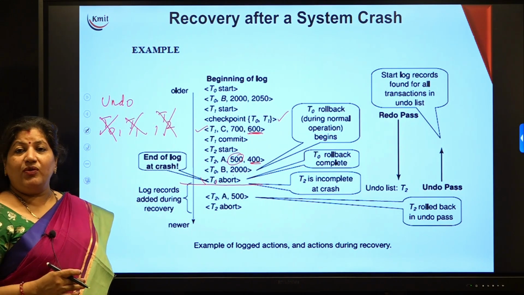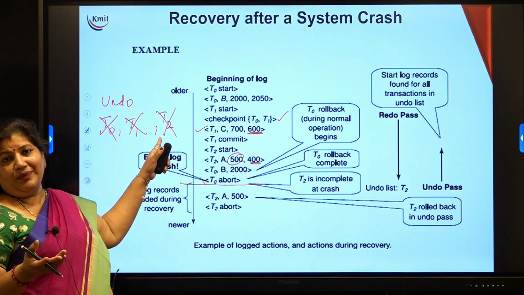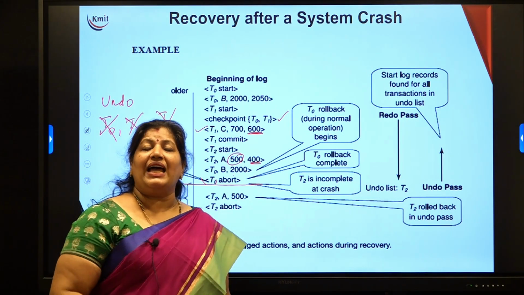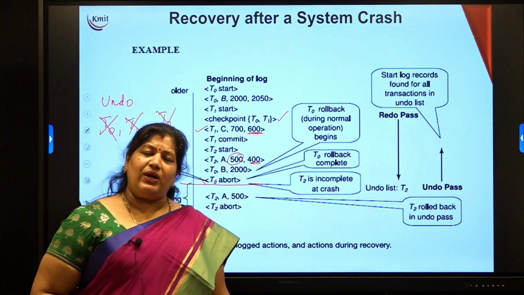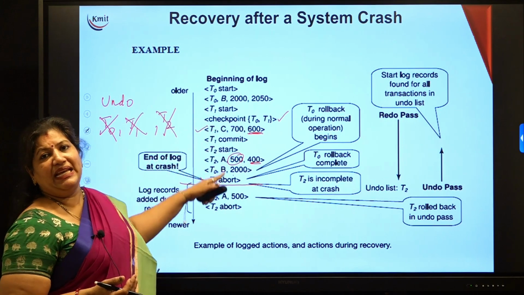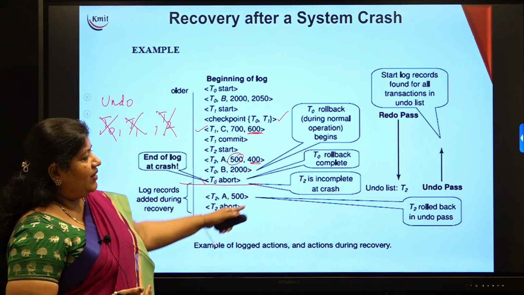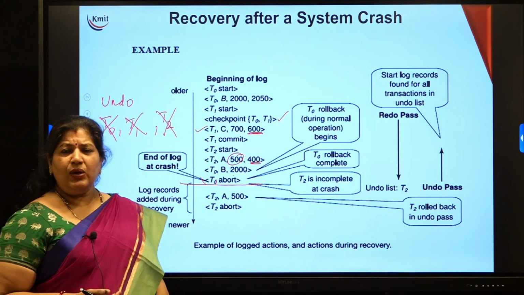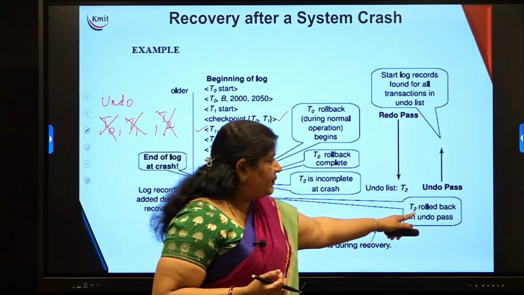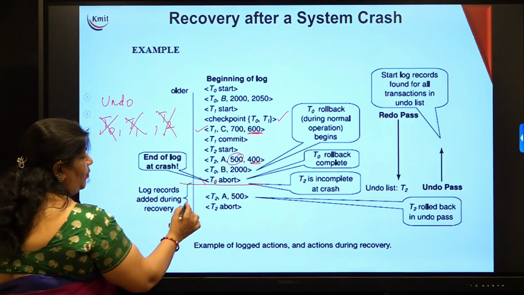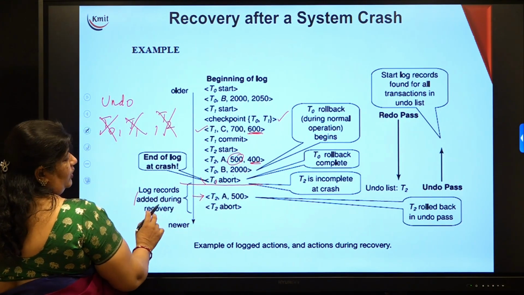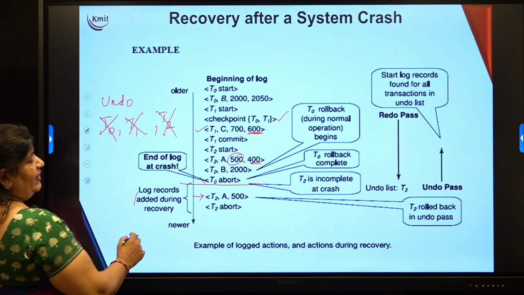Now what I observe is the undo list is empty. We said the undo phase will continue as long as there are items in the undo list, but now there are no transactions. That means my recovery phase has completed, and I will be able to start my normal operation. So this is what it is showing. T2 is rolled back and this is very important. This entry is made after the log records. You have to add that in the recovery process also.